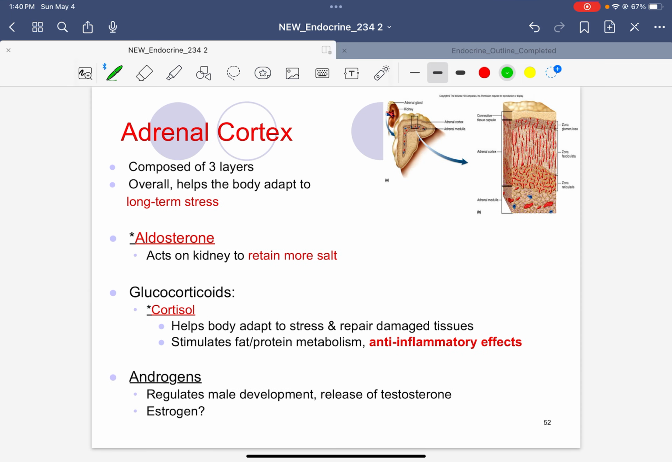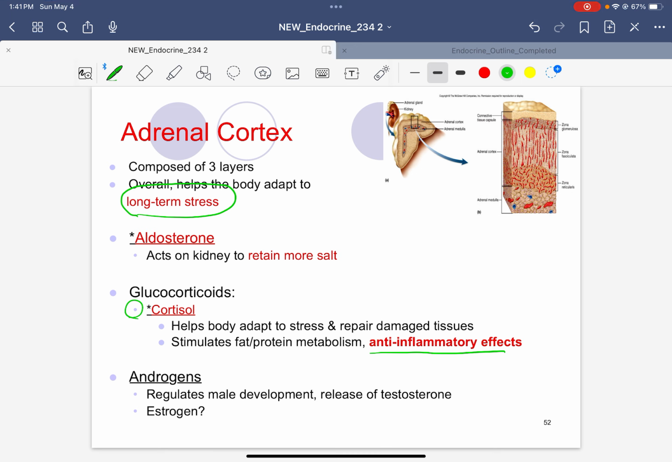The adrenal cortex is the outer region, and we can frame this as helping our body handle long-term stress. Here's where we have cortisol. Cortisol is our natural anti-inflammatory. We want this when we're experiencing long-term stress. You've heard of a cortisone injection. That's a synthetic version of this hormone. This is our body's natural anti-inflammatory.